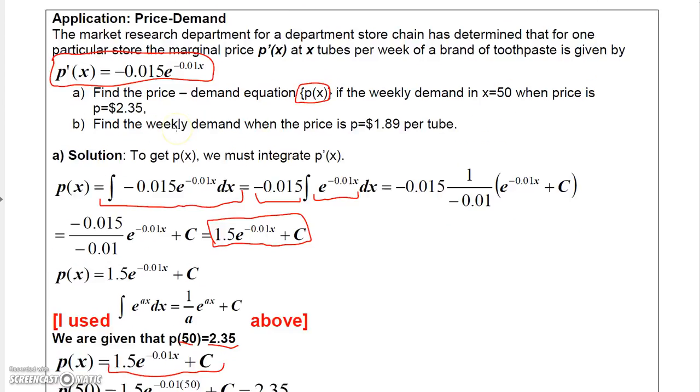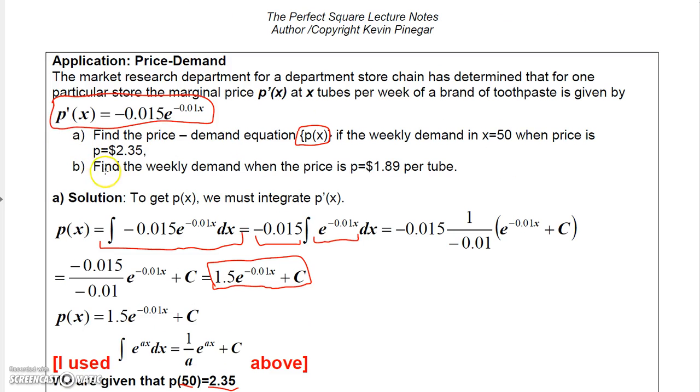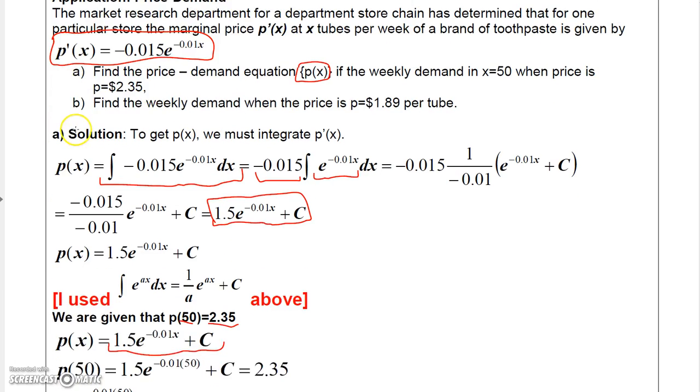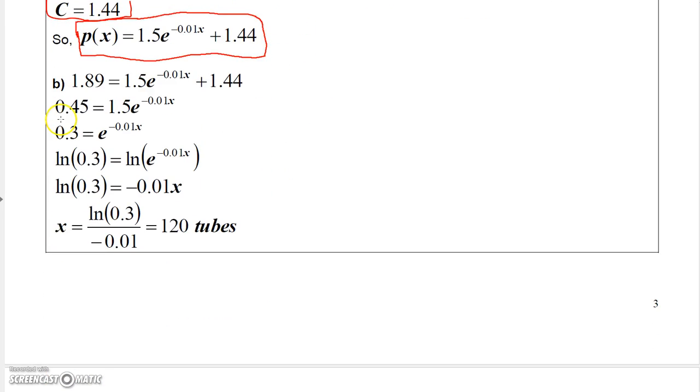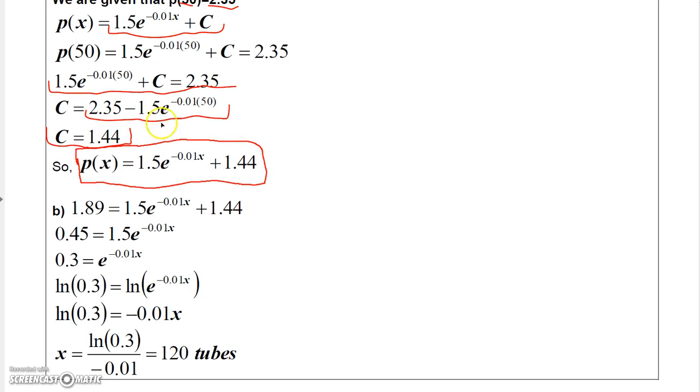So now the second part of the question says find the weekly demand when the price is $1.89. So in other words, what's x when the price is $1.89? So this is just an algebra problem. Replace the price with $1.89 and then solve this equation for x. Well, we can subtract $1.44 from both sides and get 0.45 equals 1.5 e to the negative 0.01x.